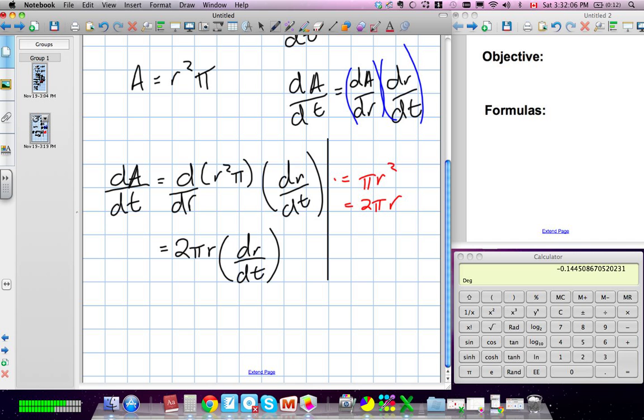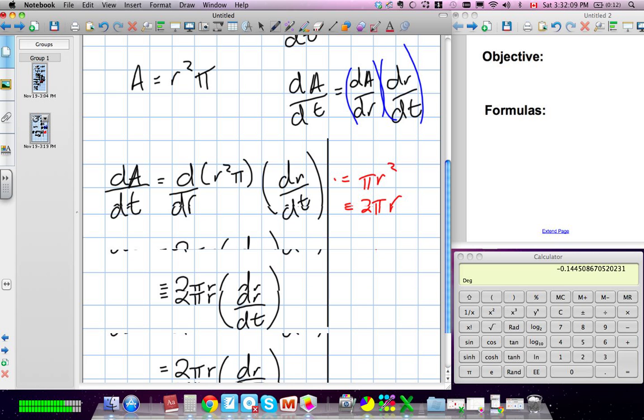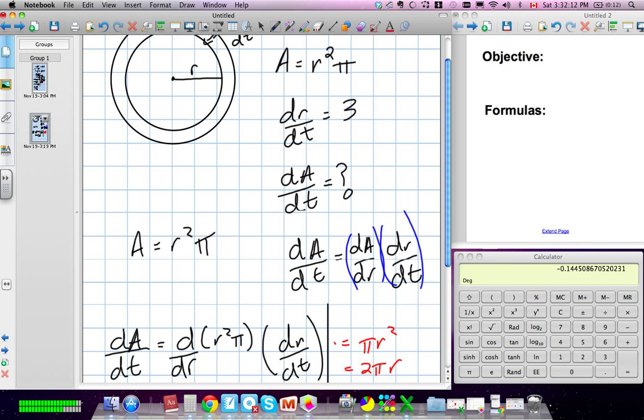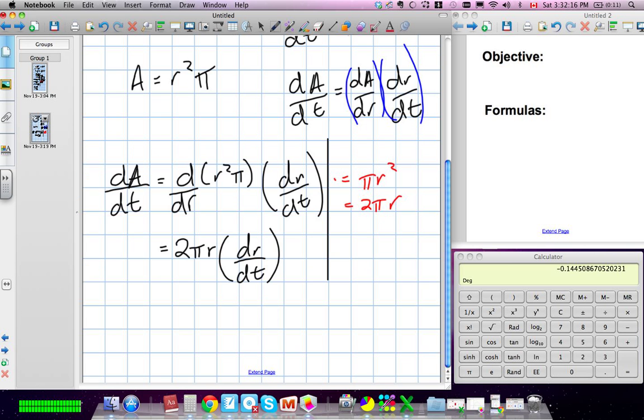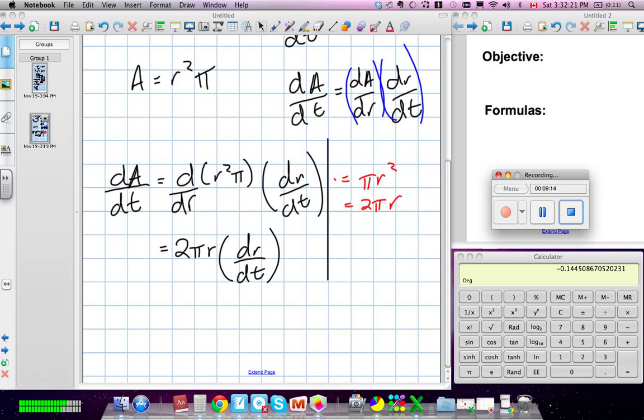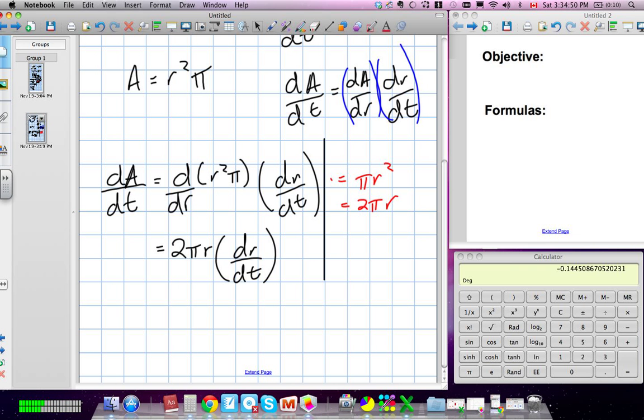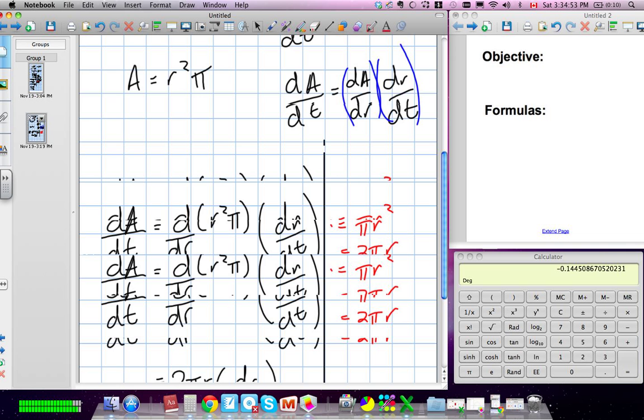Once we've done that, we actually know what our rate of change is in radius over time. We know it's going to be 3, dr divided by dt. We know that that number will be 3. We just have to piece together one more part because there are still 2 variables.